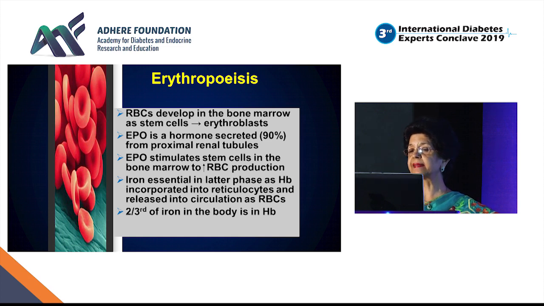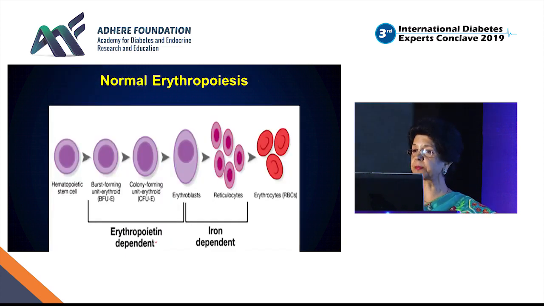We know that the RBCs develop in the bone marrow. Erythropoietin is a hormone. 90% is secreted from the proximal renal tubules, and it stimulates the stem cells to increase the RBC production. Whereas iron is essential in the latter phase. 2/3 of iron in the body is in hemoglobin. So this is how I have depicted it pictorially to make it clear. The initial part is erythropoietin dependent, and the latter part is iron dependent.